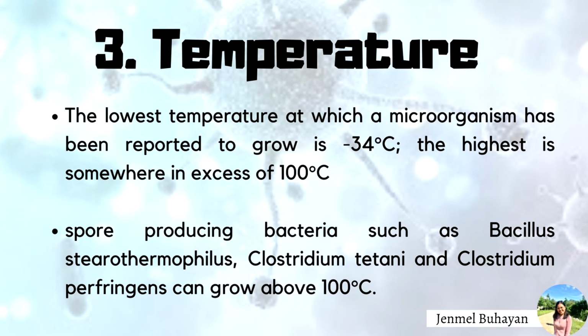Microorganisms can grow over a wide range of temperatures. The lowest temperature at which a microorganism has been reported to grow is negative 34 degrees Celsius, and the highest is somewhere in excess of 100 degrees Celsius. Some spore-producing bacteria, such as Bacillus stearothermophilus, Clostridium tetani, and Clostridium perfringens, can grow above 100 degrees Celsius.